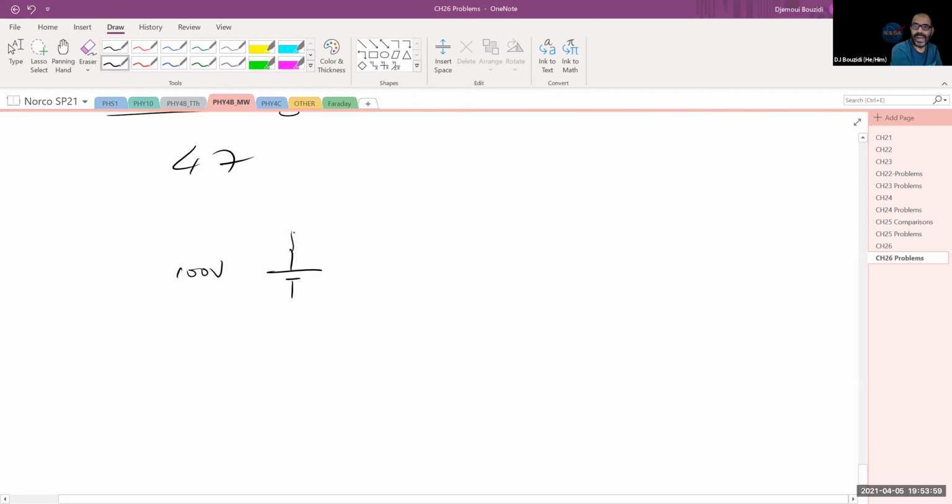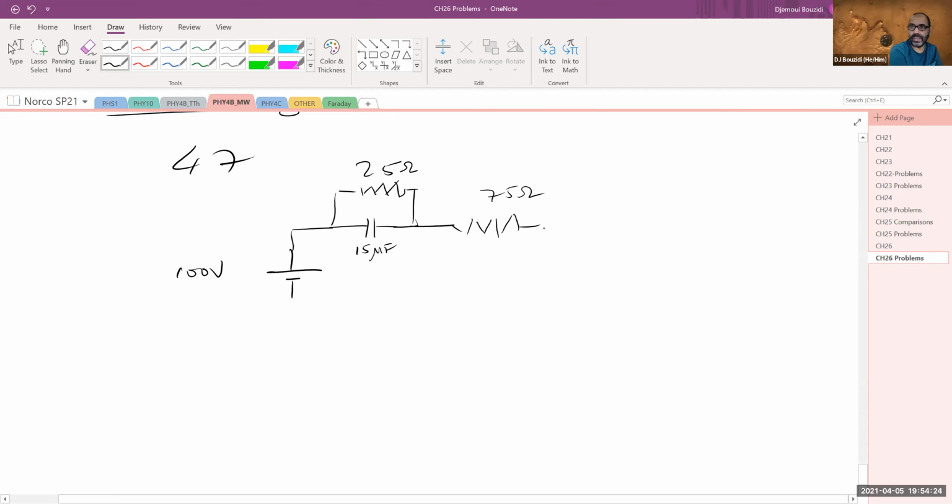as shown. We have a junction in here. In this junction, we have a capacitor and a resistor. Resistor is 25 ohms. And the capacitor is 15 microfarads. And then we have another resistor of 75 ohms. And a junction. In this junction, basically what we have is a 20 microfarad capacitor and a resistor of 50 ohms.